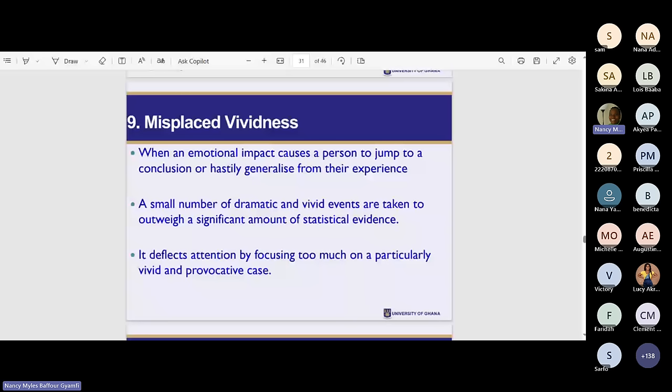Misplaced vividness because there is an emotional connection. The emotion may be positive or negative. Oftentimes, a negative one will make you want to generalize about the whole set. That is why it is not just a hasty generalization, but it goes beyond that to be a misplaced vividness.